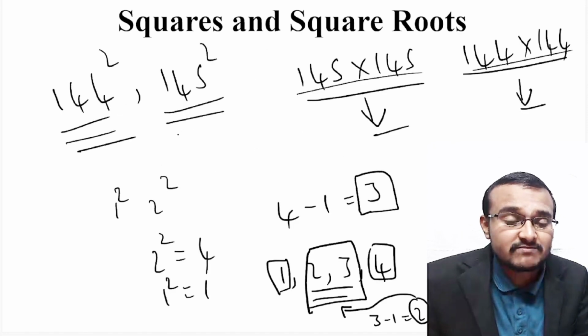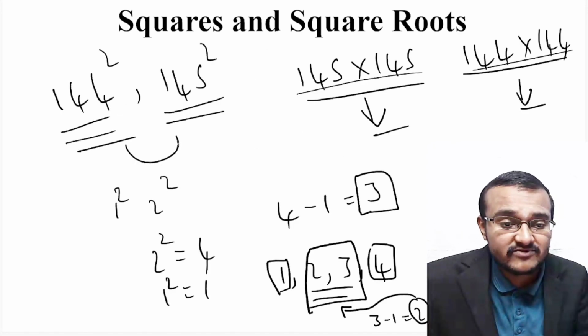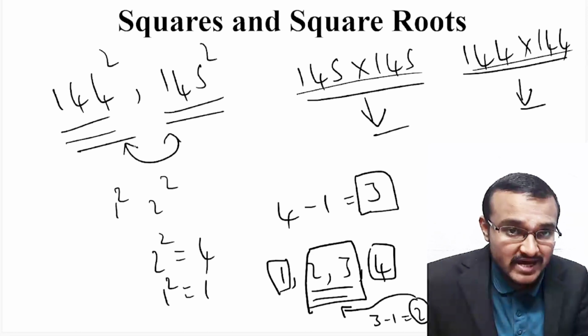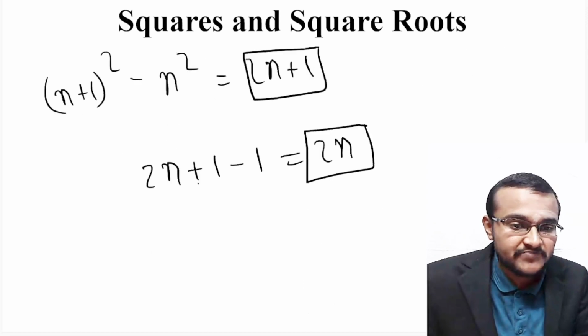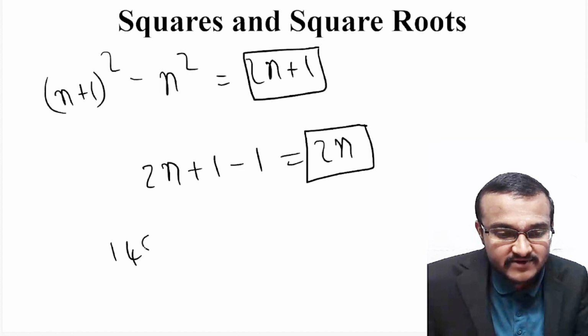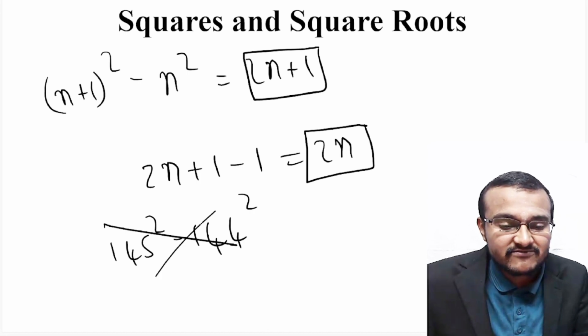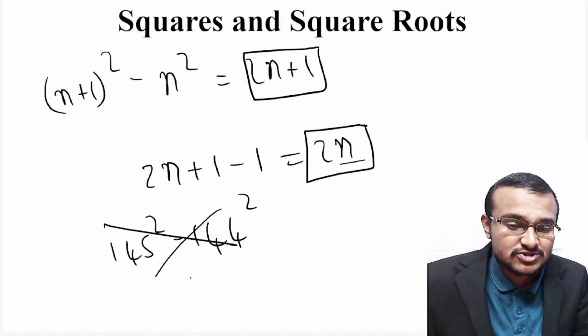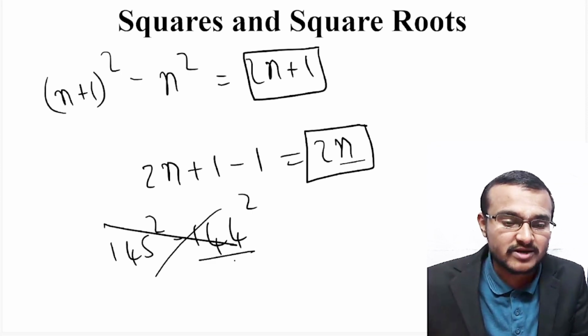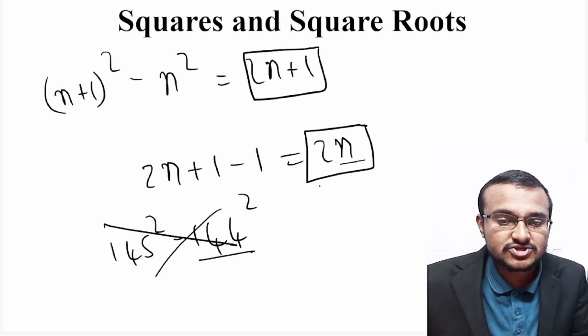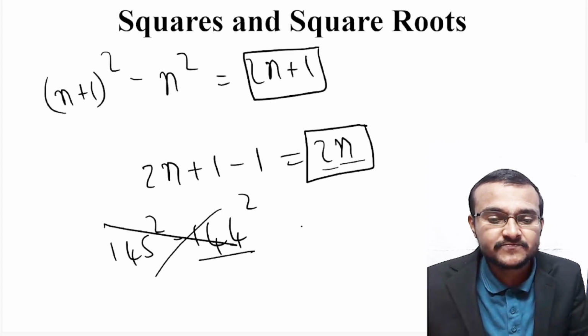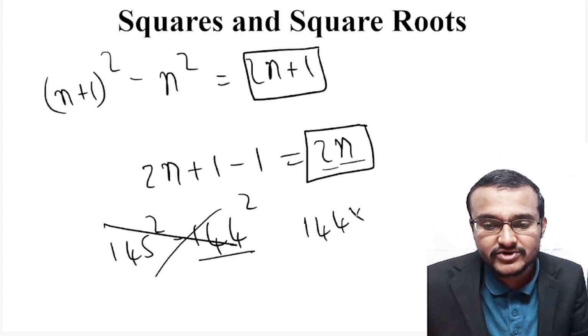How many numbers are there in between 145 square and 144 square? So now you can see 145 square minus 144 square. You need not do this because this will take your time. You can easily see what n is. The lower number among these two numbers is n, so you can easily multiply that with 2. So 144 into 2 you can do.